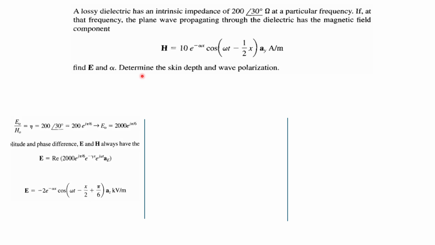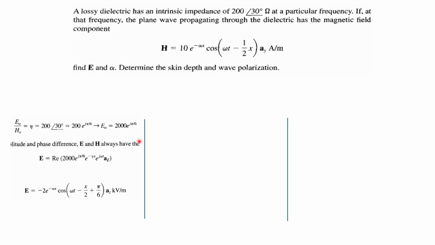So first, what is the relation? E by H is equal to eta. With the help of this equation, first we can find the value of E naught. How can we find it? H naught is given here, and this is the relation with eta, and eta is also given. What is the value of eta? 200 at an angle of 30 degrees. With the help of this, we can get the value of E naught, that is 2000 e to the power j pi by 6.